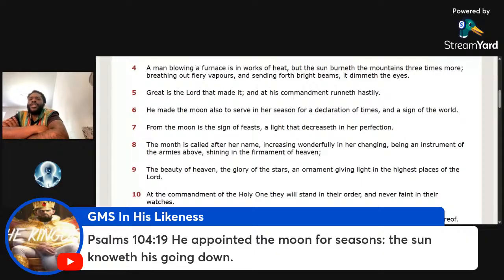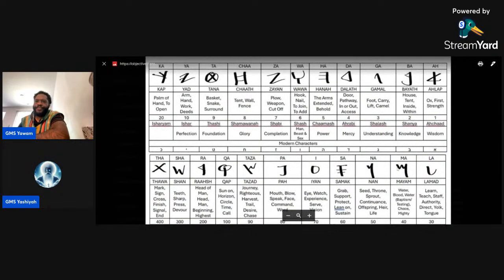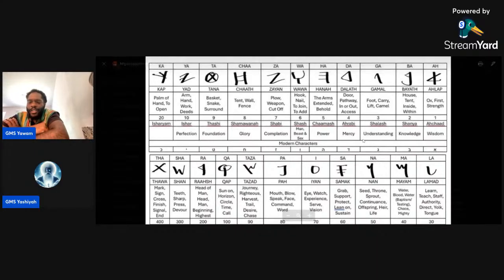if we went to, could you pull up that chart again, Bubba Shaw? It says the sun knows its going down.